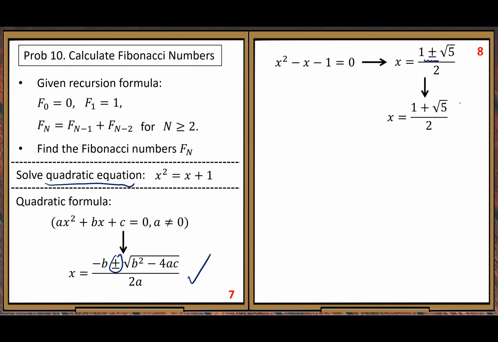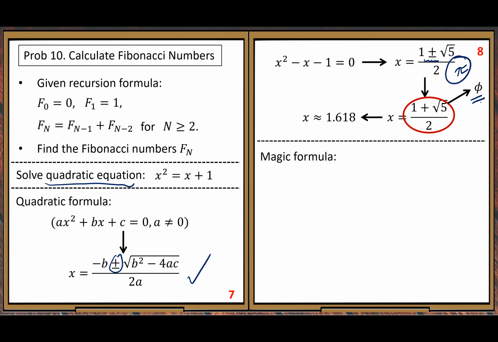This number is approximately 1.618, and people call it the golden ratio, and they use the Greek letter phi as the notation for this golden ratio. We know pi, right? The meaning of pi, but here for the golden ratio, another Greek letter, phi.